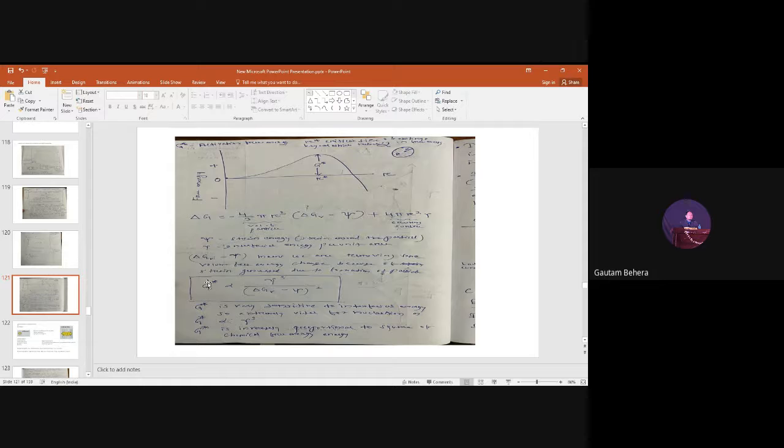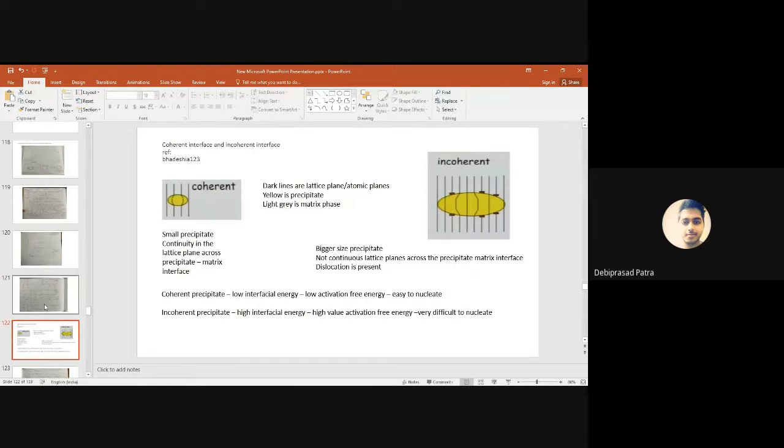Now, you people understood? If this will be small, what happened to this one? What happened to this one if this will be smaller? This will be small. If this will be small, what will happen? You can see. So that is why coherent precipitate forms easily, or is easy to nucleate.